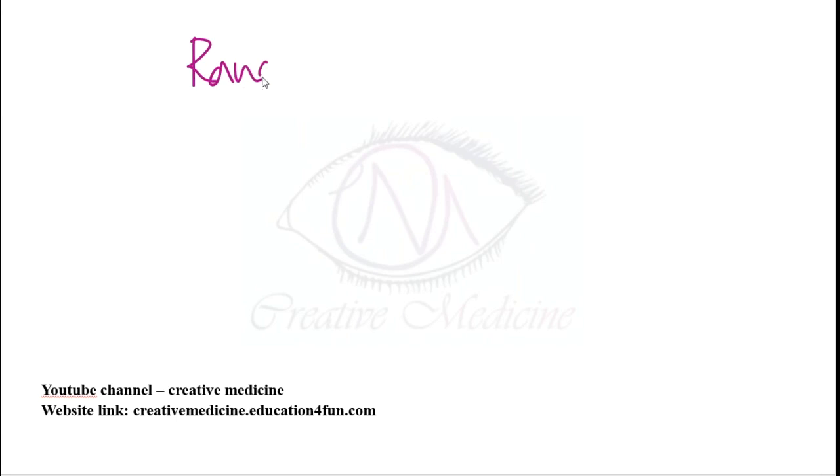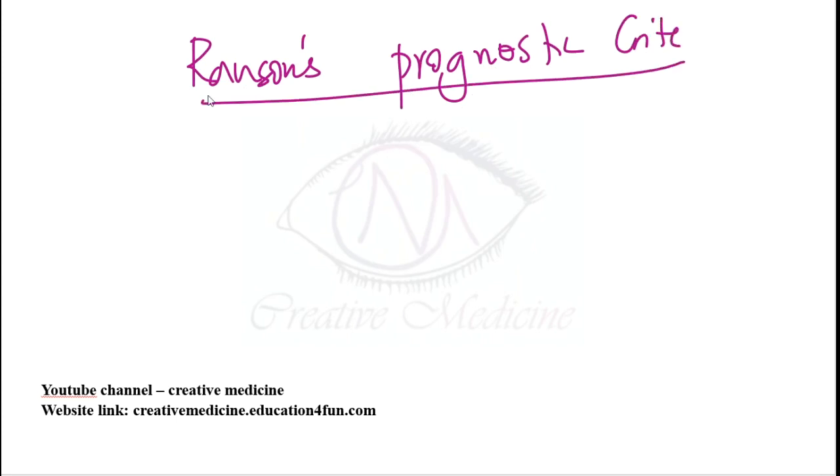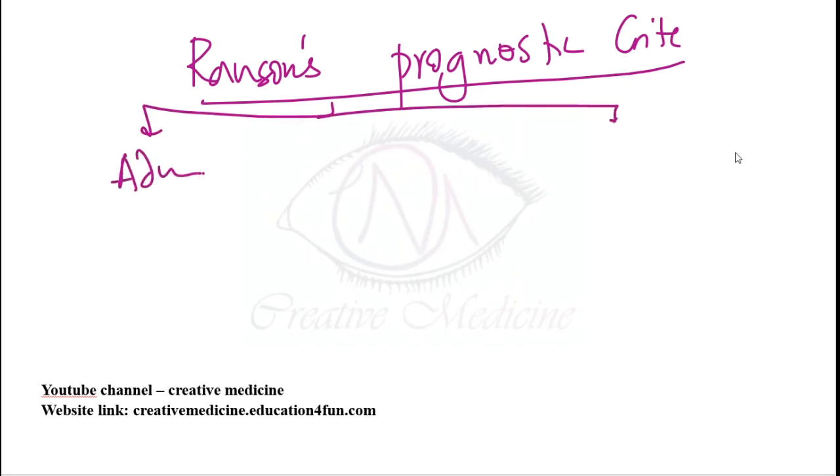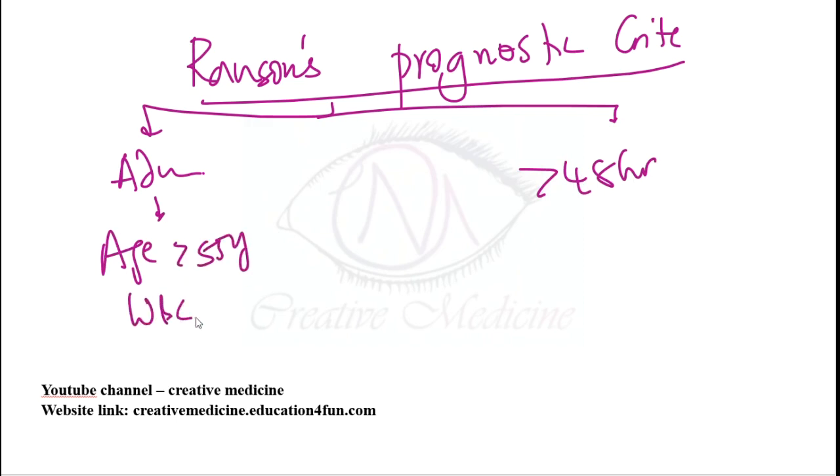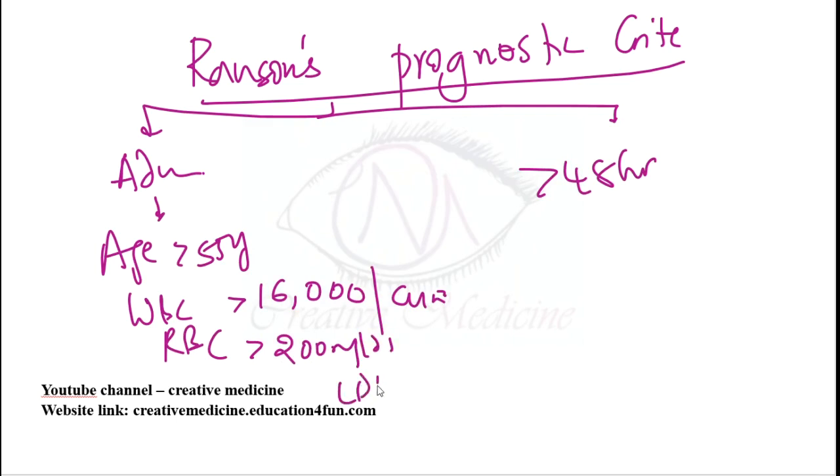Then in prognostic criteria, we have Ranson's prognostic criteria for non-gallstone induced pancreatitis. We have two types: one at the time of admission, and second after 48 hours. At the time of admission, the age of the patient is more than 55 years, WBC count is more than 16,000 per cubic millimeter, random blood sugar is more than 200 milligram per deciliter, LDH is more than 350 international units per liter, and AST is more than 250 units per liter.